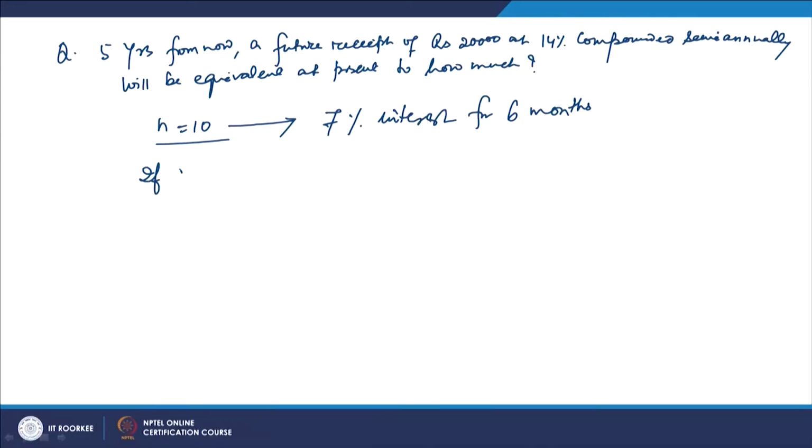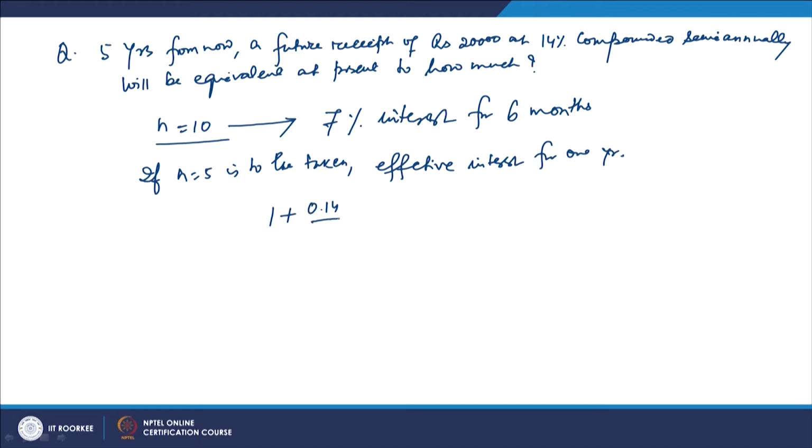Or if you use n equal to 5 itself, in that case you have to find effective interest for the year, for 1 year. Now, in that case effective interest for the year will be 1 plus 0.14 by 2 raised to the power 2 minus 1. So, it will be 1.07 raised to the power 2 minus 1. So, it will be 0.1449. So, it will be 14.49%.